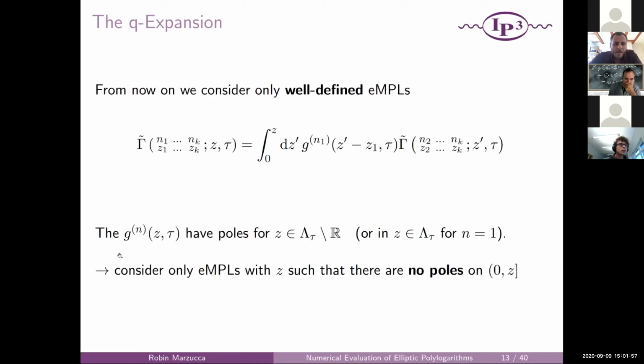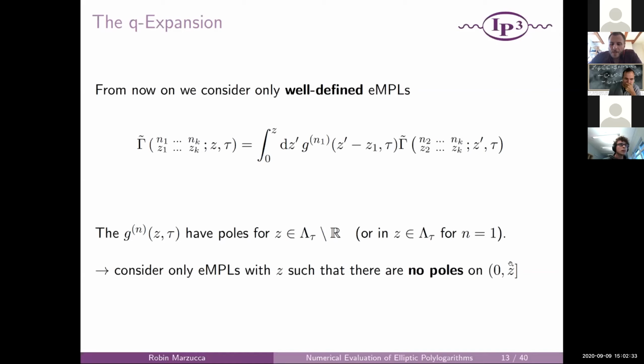You know that these Kronecker-Eisenstein coefficients can have poles at the lattice points of the lattice defined by tau. For n larger than 1, there are no poles on the real axis, but for n equal to 1, you can also find poles on the real axis. And when we say the elliptic multiple polylog should be well defined, that means that we only consider EMPLs where z is such that there are no poles on the straight line between 0 and z.